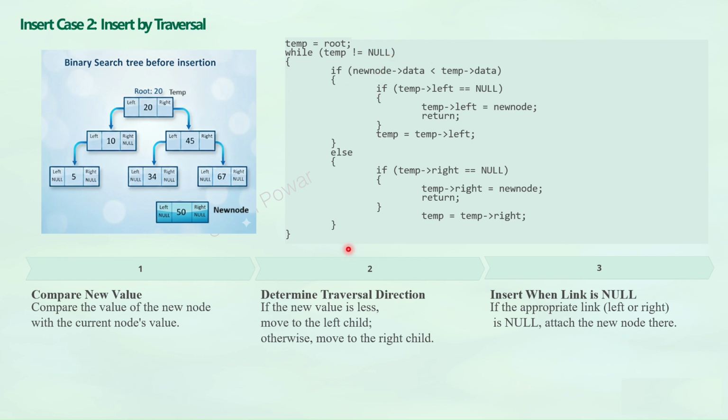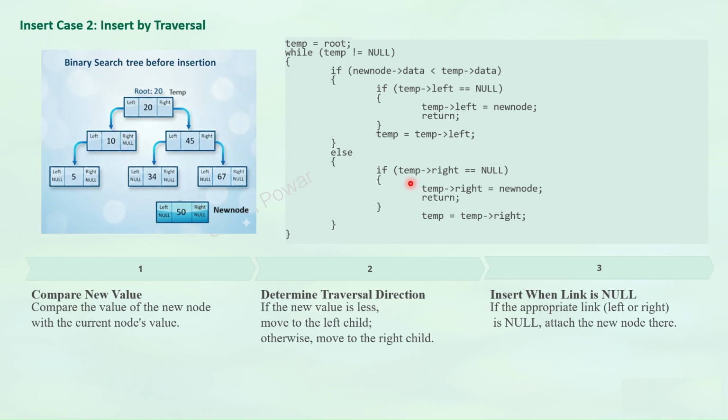Now step by step I will show you how 50 will be added to the left side of 67. As I said, first of all temp will be initialized to the root. With the help of this line, temp will be pointing to the root node. Now temp is not null, so it will enter into this while loop. Now it will compare this new node data, which is 50, and 50 and 20 will be compared. Now this condition is false, so it will go into the else part.